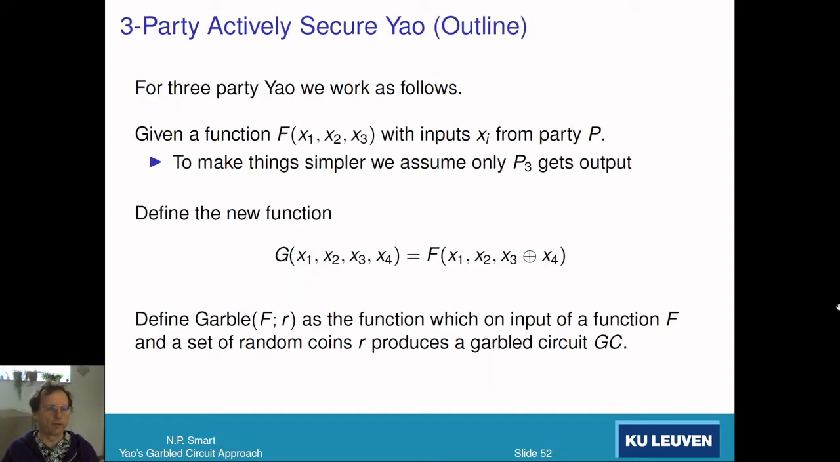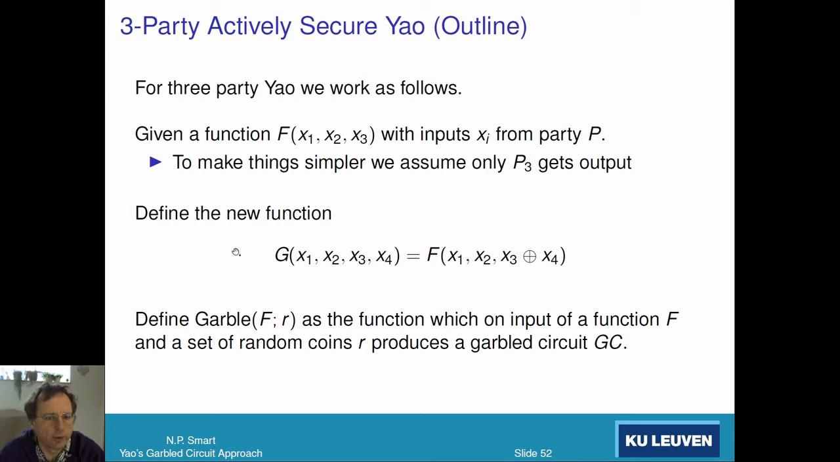So now we've got enough to look at our three-party Yao protocol. So we're going to have three players, P1, P2, P3, and we've got a function f(x1, x2, x3), where x1 comes from party 1, x2 comes from party 2, x3 comes from party 3. To make things simpler, we're only going to assume that party 3 gets output. It just makes things a little easier to explain, but that's easily fixed.